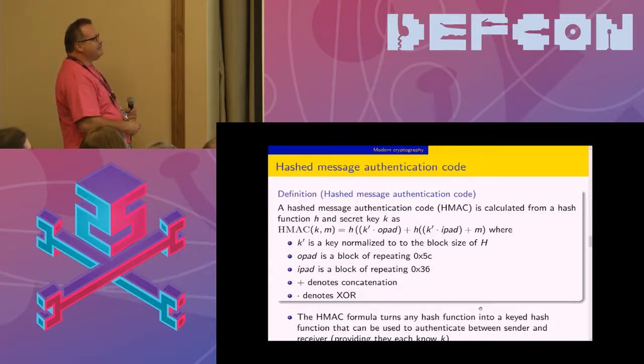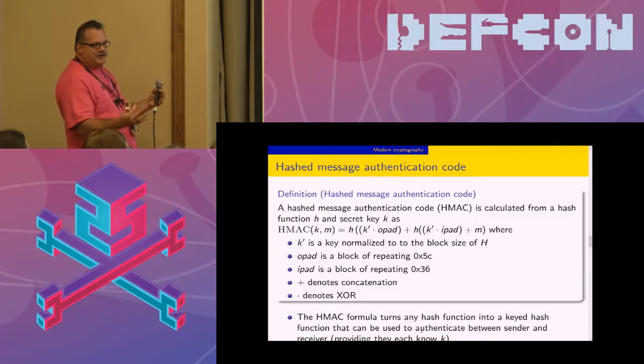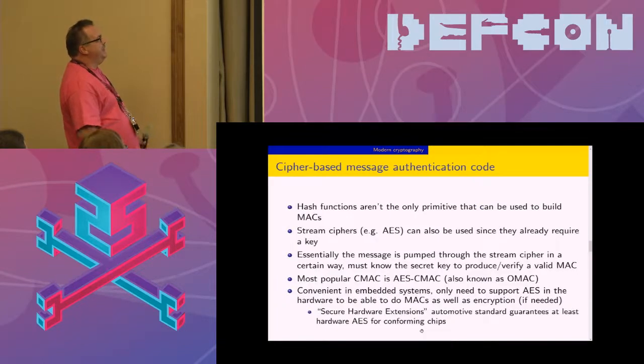Excuse me. So basically, I've got the formula here for you, but the idea is that the HMAC formula is going to turn any hash function into a keyed hash function because we are adding the key in here. So that's where we got the K prime there. So we're able to put in our secret key and do a hash, and boom, we have a message authentication code, okay? So things are looking up. It's maybe possible to make this all work.